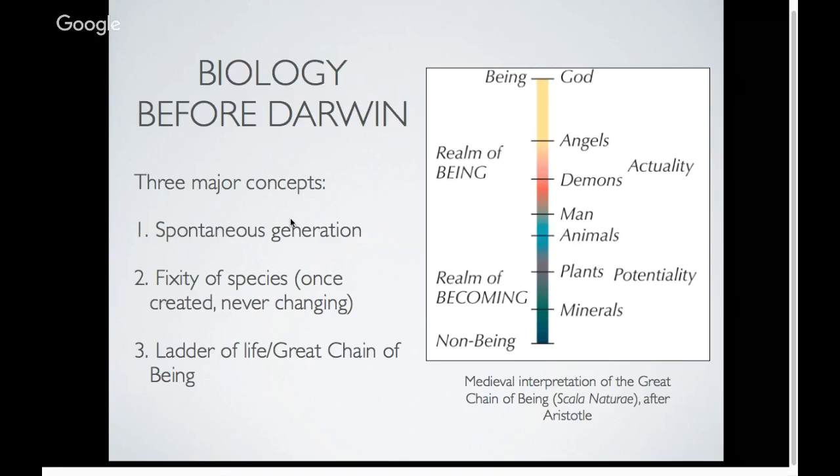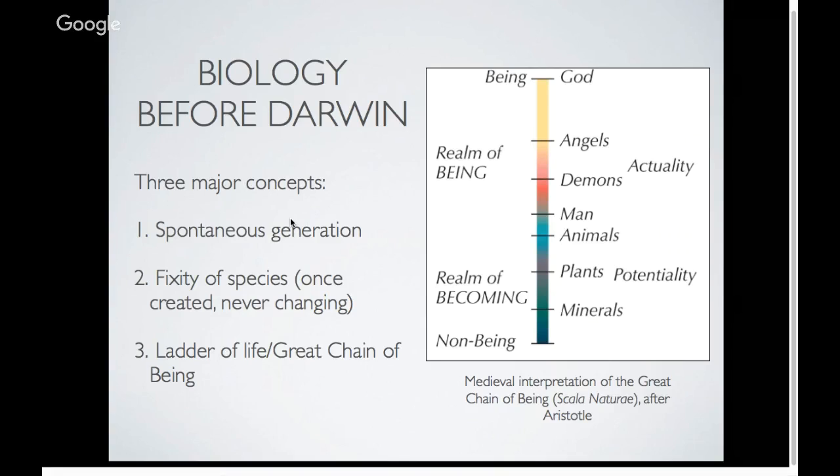And finally, one of the major concepts underlying pre-Darwinian biological thought was the concept of the ladder of life or the great chain of being that I mentioned before. And so this is the idea that all natural forms fall on an increasing scale of complexity. For example, slugs are lower than lizards, which are lower than dogs, and humans usually sit at the top of the ladder in a lot of these configurations.